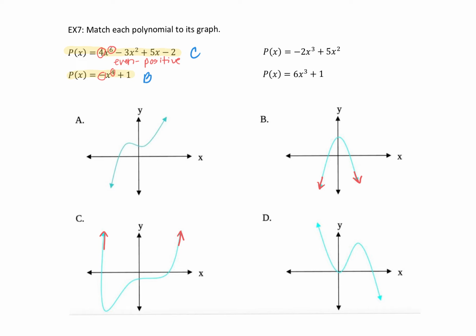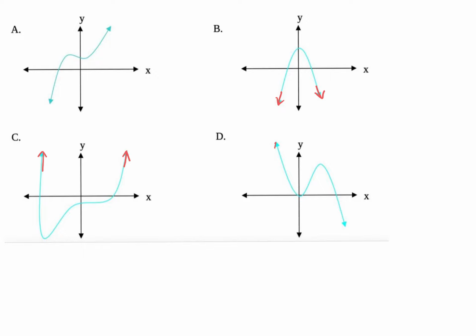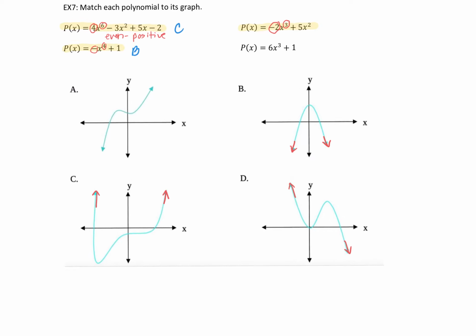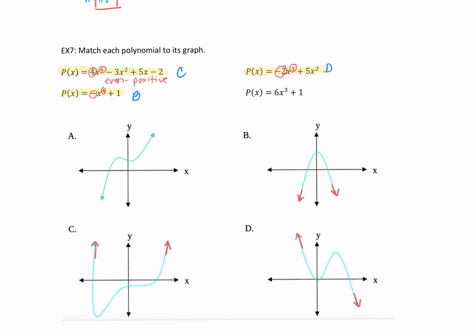And then p of x equal to negative 2x to the 3rd plus 5x squared. Here we have an odd, negative. Odd negative would be either A or D, since those are odd. So the negative should be D, because that's going to go positive infinity, negative infinity. And then our last would be p of x equal to 6x to the third plus 1. This one has odd, positive, and that would be our remaining graph A, which would go negative infinity, positive infinity. Just looking here at the end behavior.